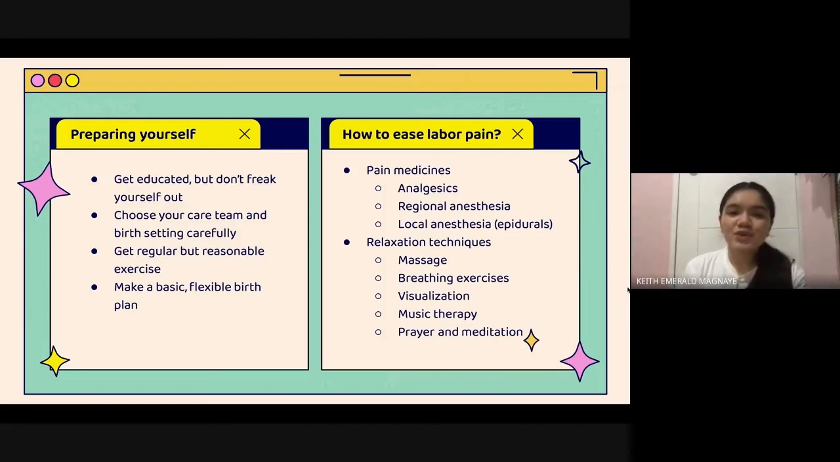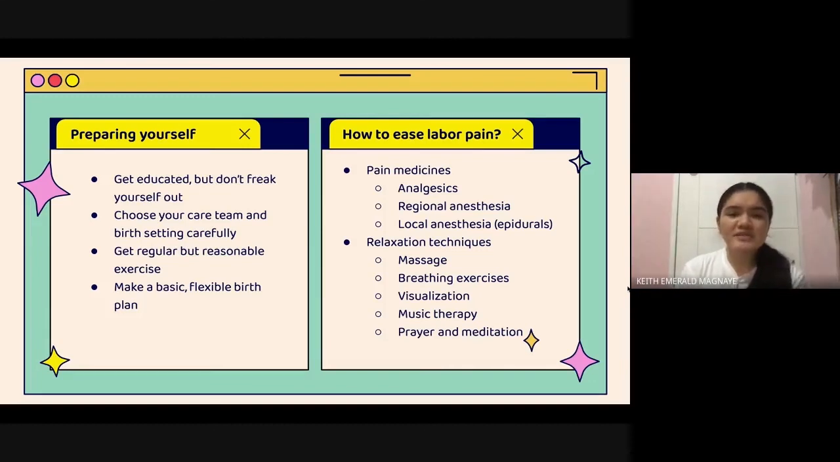Now, ito po yung mga paraan para po mabawasan yung labor pain habang nagle-labor na po kayo. So, we have pain medicines and relaxation techniques. Yung mga ibang moms po, gumagamit po sila ng combination ng dalawa. So, these are some pain medicines that may be given to you. One is analgesics. Analgesics can ease pain, but remember that it doesn't numb it completely. Na-reduce lang po yung pain, pero nandun pa din po.